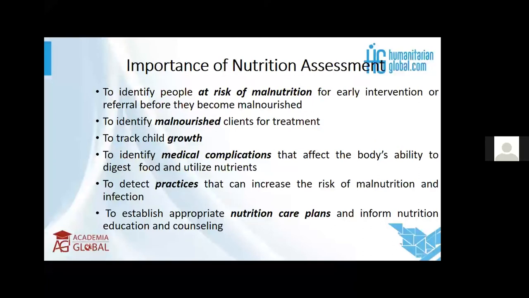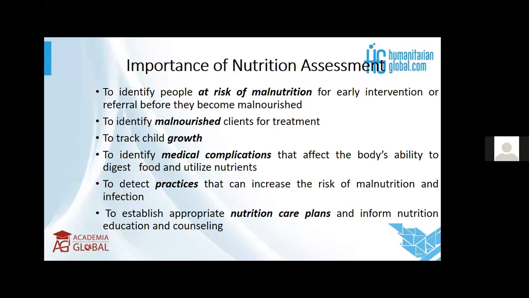Now, what is the importance of nutrition assessment? What are the reasons that may prompt us to do nutrition assessment, either for individuals or for groups? Nutrition assessment will help us to identify the people or individuals who are at risk of malnutrition. They are not malnourished, but they are very near to becoming malnourished. When we identify these people who are at risk, we are able to do an early intervention.